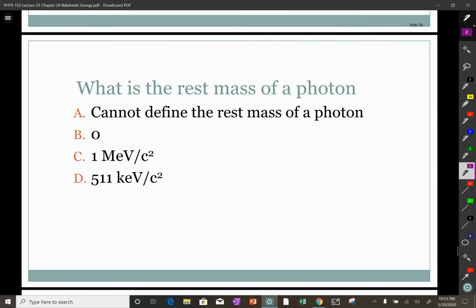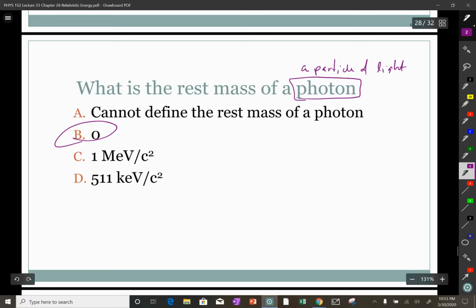Now, a quick question. What's the rest mass of a photon? What is a photon, you ask? A photon is a particle of light. So what's the mass of light? If you said 0, you're right. There is no mass to light.